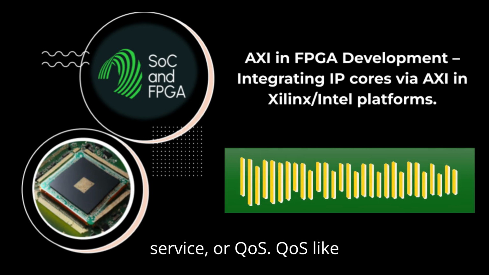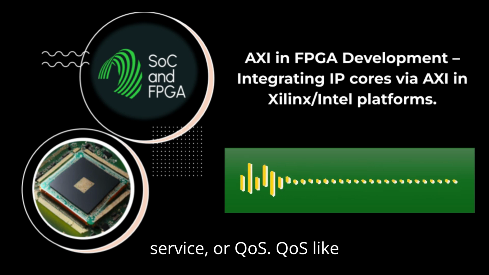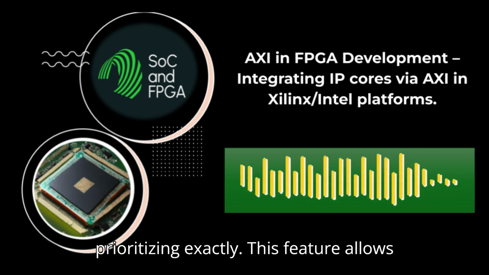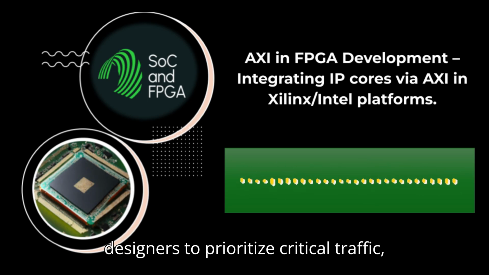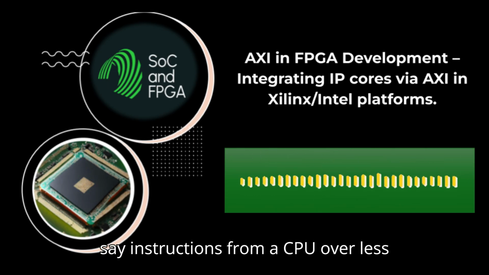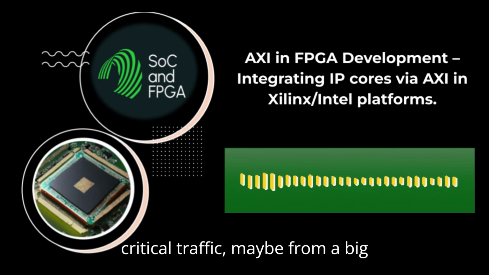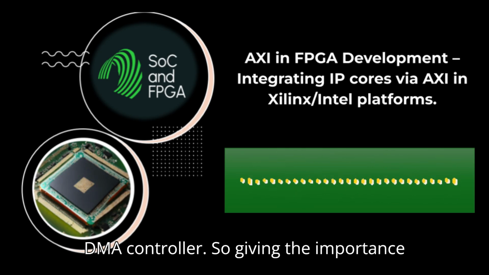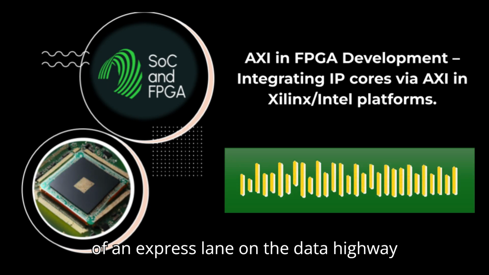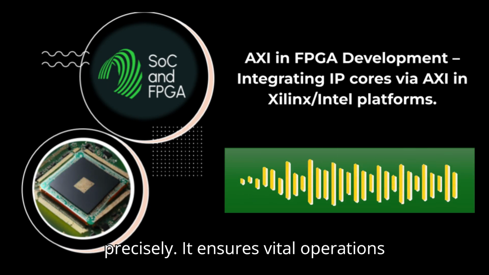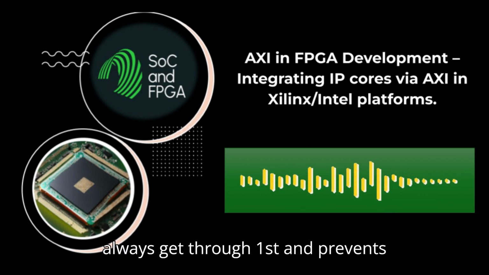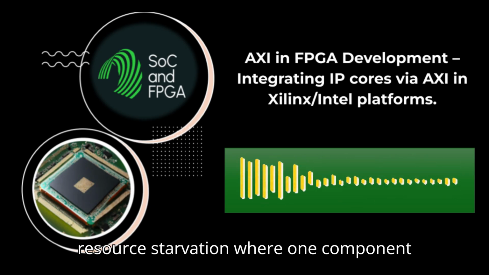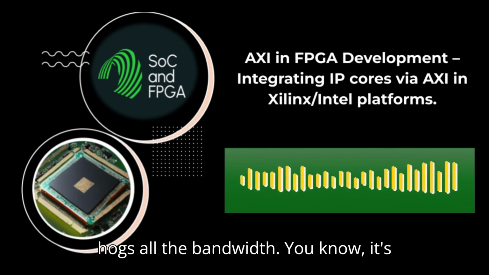Finally, there's quality of service, or QoS. QoS, like prioritizing? Exactly. This feature allows designers to prioritize critical traffic, say, instructions from a CPU, over less critical traffic, maybe from a big background data transfer initiated by a DMA controller. So giving the important stuff an express lane on the data highway. Precisely. It ensures vital operations always get through first and prevents resource starvation, where one component hogs all the bandwidth.